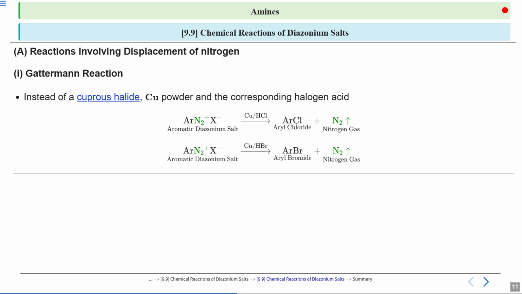Similarly, if we use hydrobromic acid instead of hydrochloric acid, then here we get the product as aryl bromide along with nitrogen gas. So here we are using copper with hydrobromic acid, that is HBr, and we get an aryl bromide. So the Gattermann reaction allows us to substitute the nitrogen group in aromatic diazonium salts with either chlorine or bromine depending upon the acid which is used.